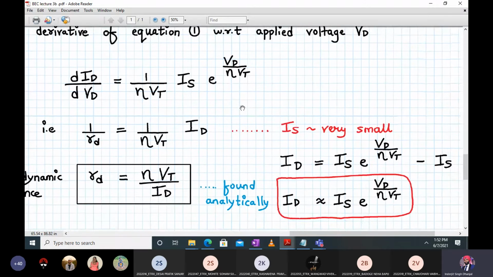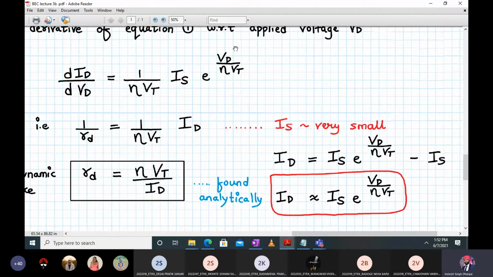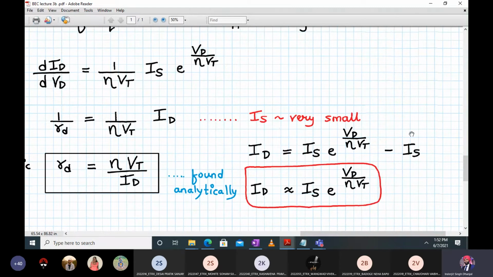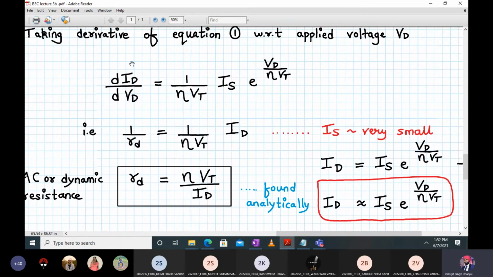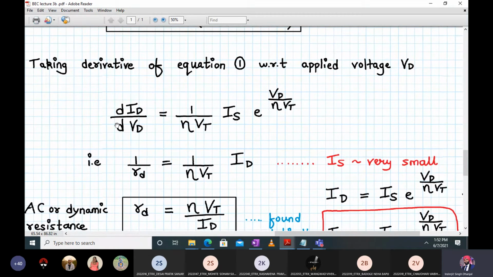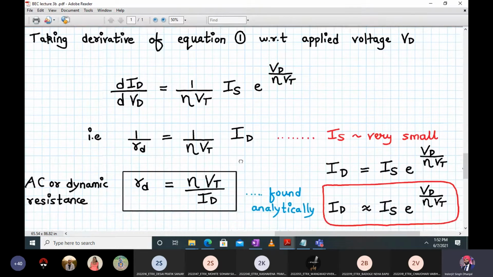Now IS times e raised to VD upon eta VT is the same as ID only, because if the IS value is very small we can ignore it from here, but we cannot ignore IS into e raised to something because that will be a very big value. So ID can be approximated as IS times e raised to VD upon eta VT. Hence we can write this entire term as ID. What is rd? rd is delta VD upon delta ID, so here we can write 1 upon rd is 1 upon eta VT into ID.